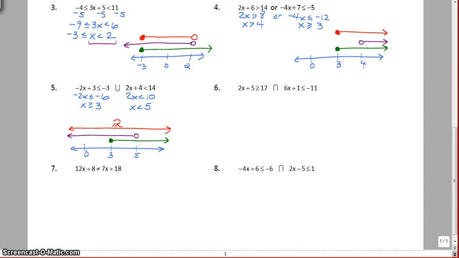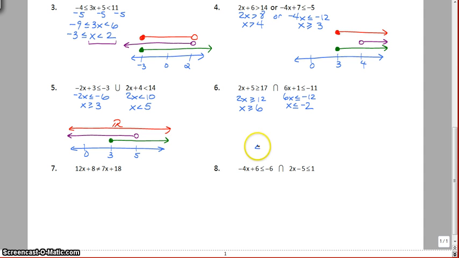Number 6 is an AND statement because it's an intersection. So these have to be true for both. So 2x is greater than or equal to 12. X is greater than or equal to 6. 6x is less than or equal to a negative 12. So x is less than or equal to a negative 2. Notice I didn't change the direction because of a negative, because I didn't divide by a negative.